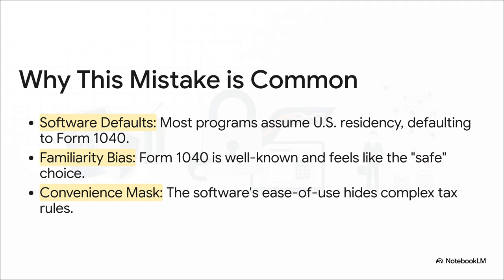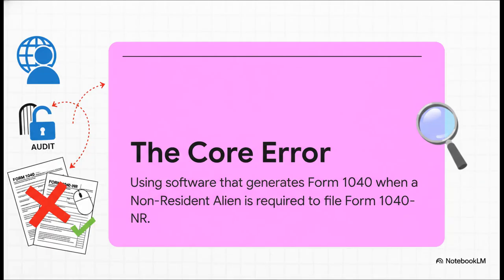These three things right here create the perfect conditions for this wrong software error. First, the software itself. It's built for the masses, right? So it just assumes you're a US resident and points you straight to a Form 1040. Then you've got what's called Familiarity Bias. Everybody's heard of the 1040 form, so it just feels like the safe thing to do. And finally, the killer is the convenience. The software is so easy to use, it completely masks how insanely complicated these rules are, making you think it's all handled. So at the end of the day, it all boils down to one single thing: filing the wrong form.